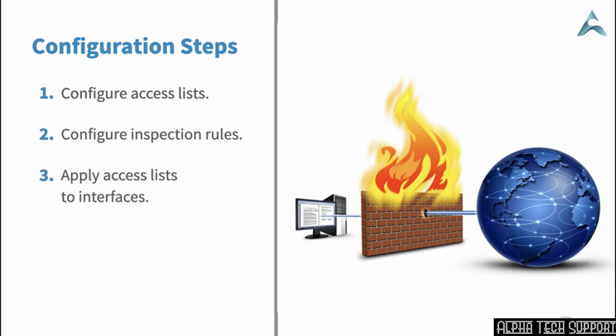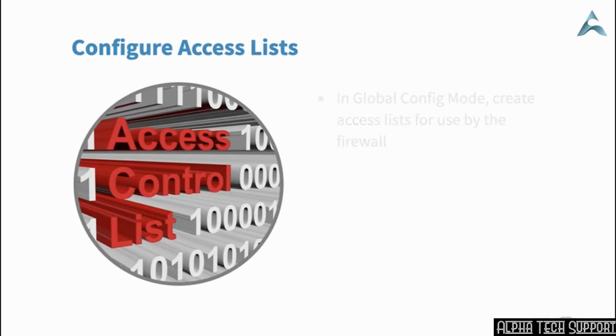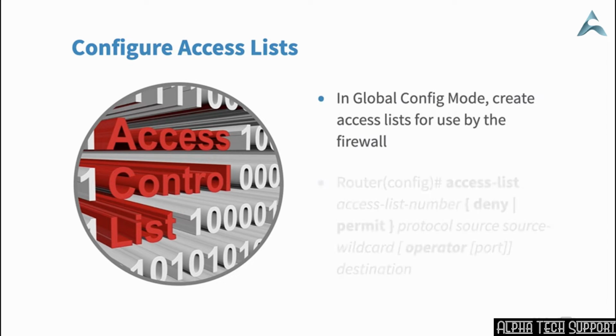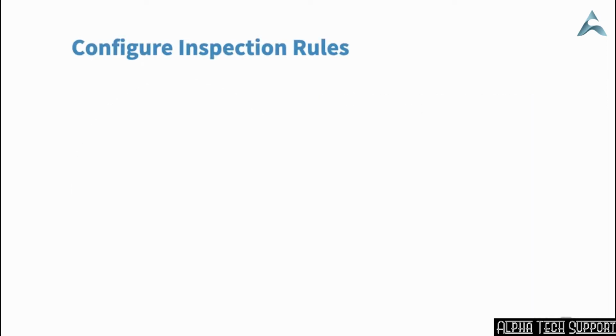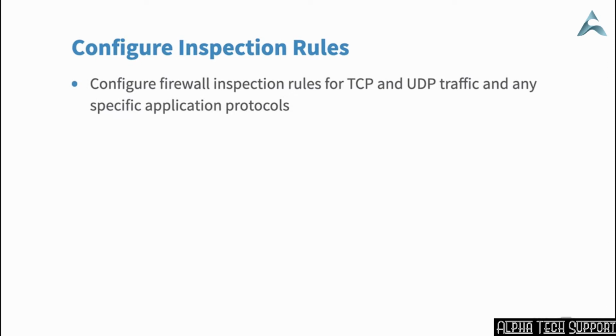Then apply the lists and the inspection rules to the interfaces. So to configure the access list, you'll go to Global Config mode and create an access list for use by the firewall. And here's an example of the command. For the inspection rules, you'll configure firewall inspection rules for TCP and UDP traffic and any specific application protocols. And here we see the command.